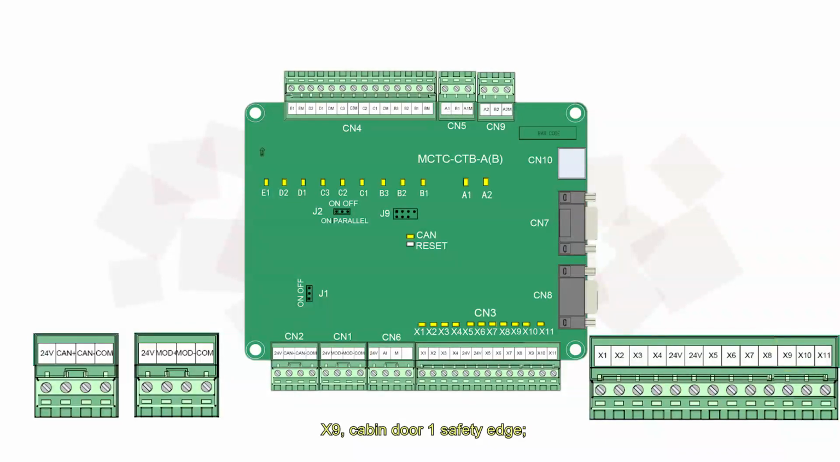These 2 signals are only used when advanced door opening and re-leveling. X9, cabin door 1 safety edge. X10, cabin safety window detect. X11, fireman running signal input.